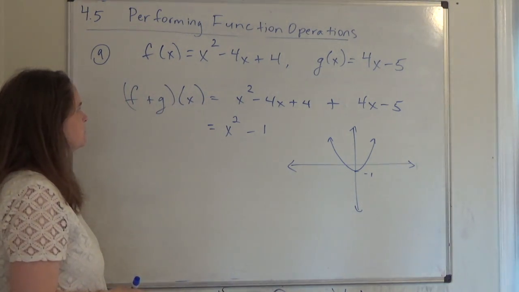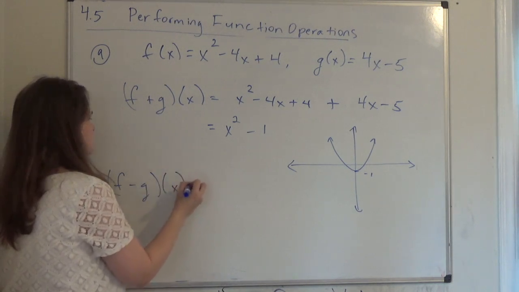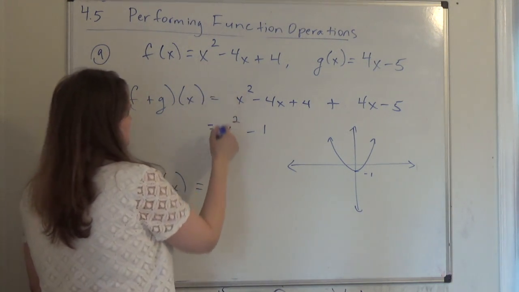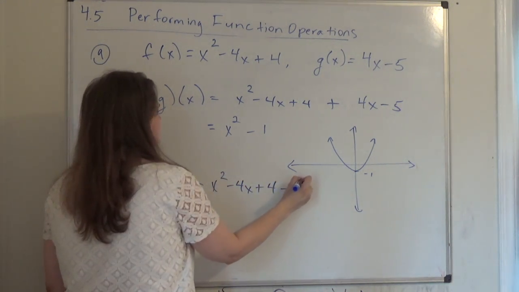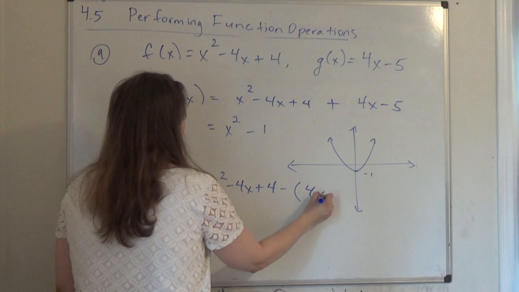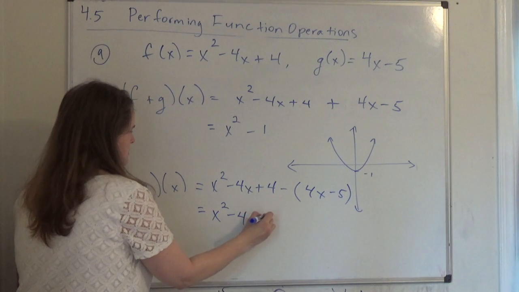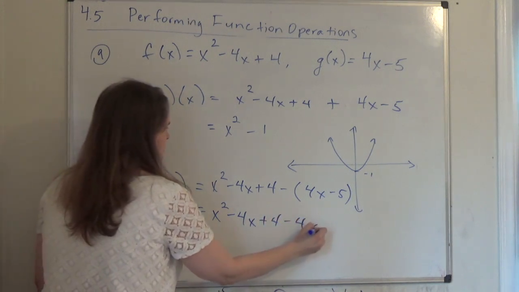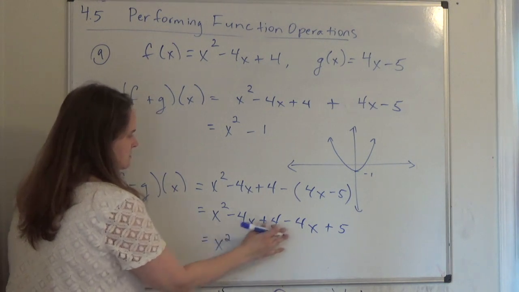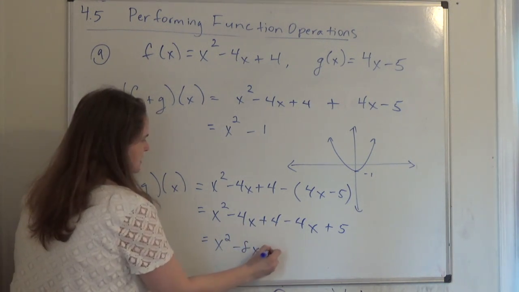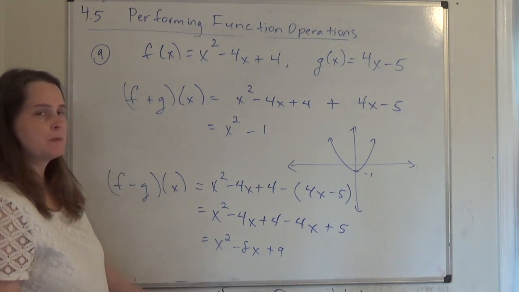And then for f minus g, you need to do x squared minus 4x plus 4 minus, now I need parentheses, 4x minus 5, so I can distribute my negative. So minus 4x plus 5. So that gives me x squared minus 8x plus 9. This one is not quite as easy to locate, but I know it's still a parabola.